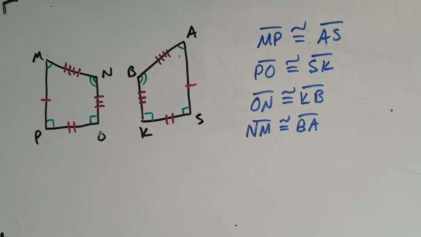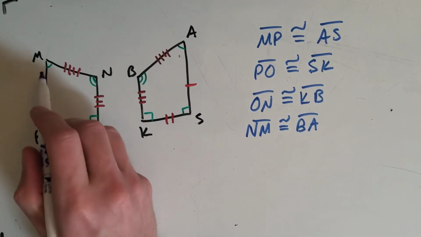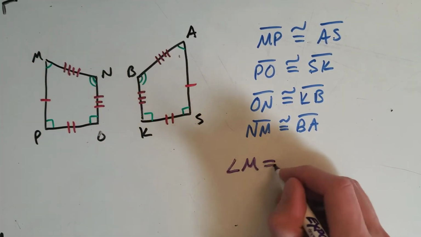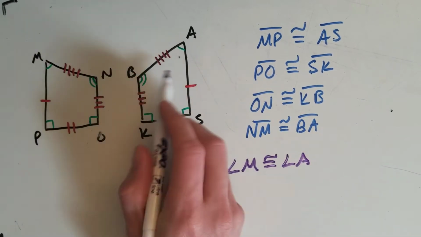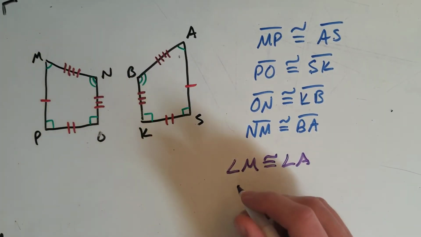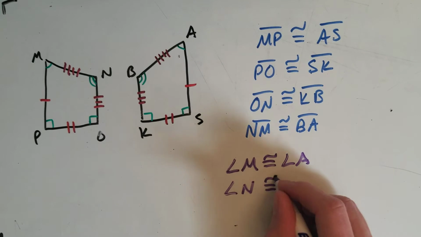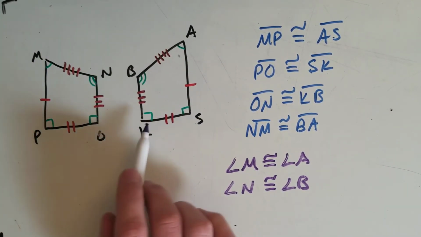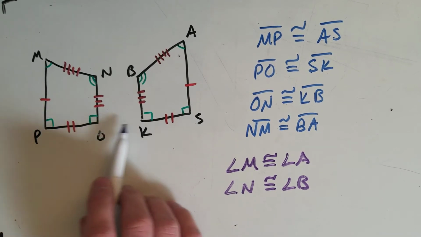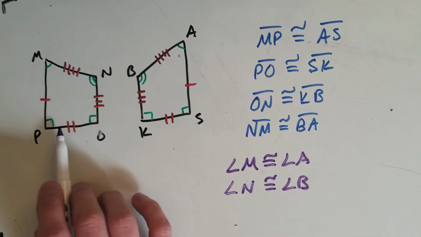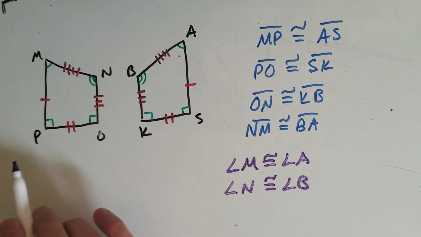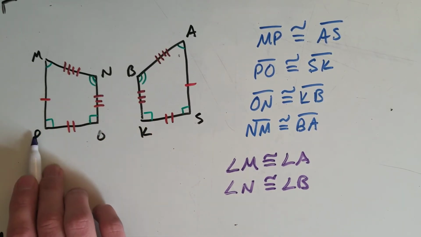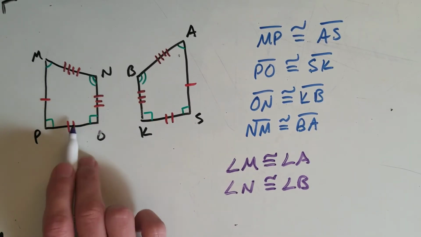And then we can also list our congruent angles. So right away, I know angle M goes with angle A. They both have one marking. Angle N goes with angle B. So they're going to be congruent. They both have two markings. And then if you look down here, we have four angles that are all right angles. They all have the marking. So we know they're all going to be congruent to each other. We know P is going to be congruent to O, K, and S. They all are right angles.